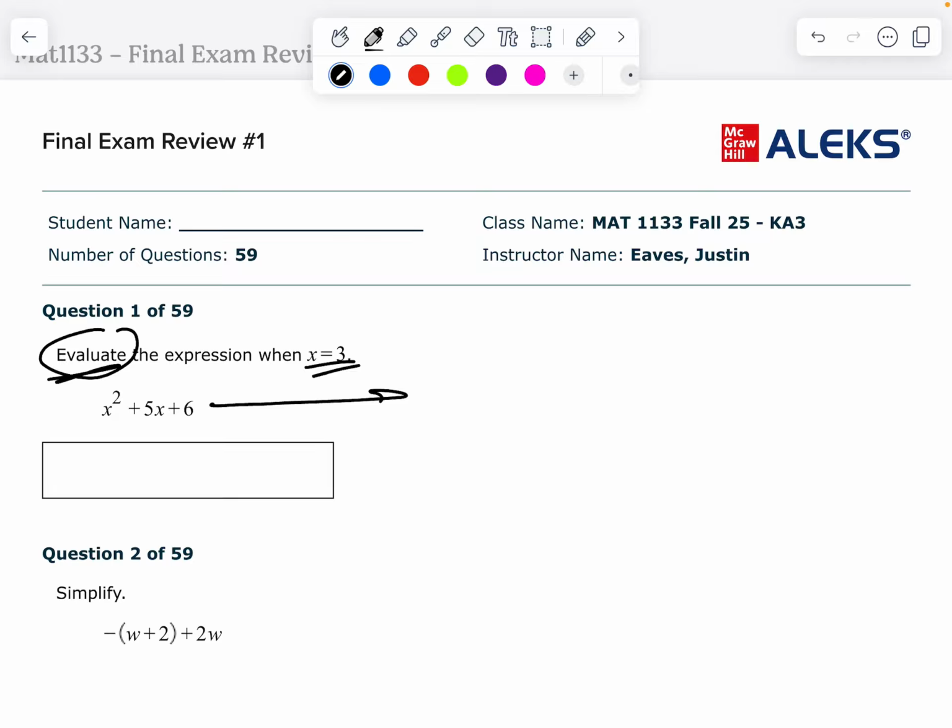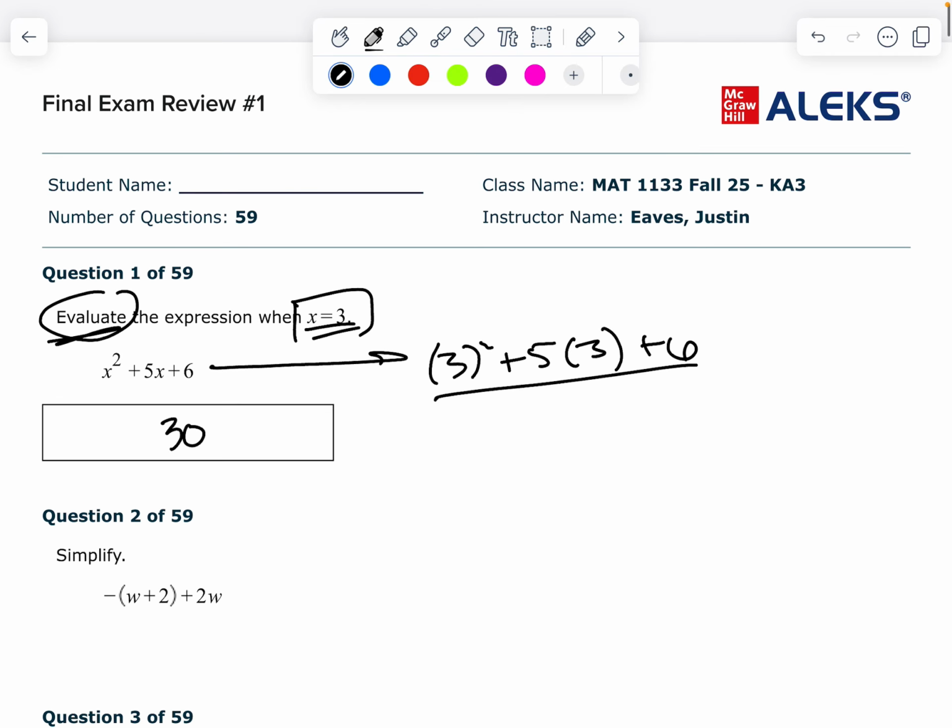The way you evaluate is we're just going to sub in x equals 3. So 3 squared plus 5 times 3 plus 6. Remember, it's very important when you sub it in to put it in parentheses. When you evaluate, you're subbing it in with parentheses. Otherwise, you might get the wrong answer. I'm going to type this in the calculator. And when I do, I get 30. That's my answer for question number 1.